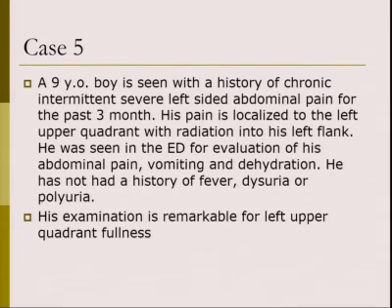So case 5 is a 9-year-old boy seen with history of chronic intermittent severe left-sided abdominal pain for the past 3 months. His pain is localized to the left upper quadrant with radiation into his left flank. He was seen in the emergency room for evaluation of his abdominal pain, vomiting, and dehydration. He has not had a history of fever, dysuria, or polyuria, and his exam was remarkable for left upper quadrant fullness.